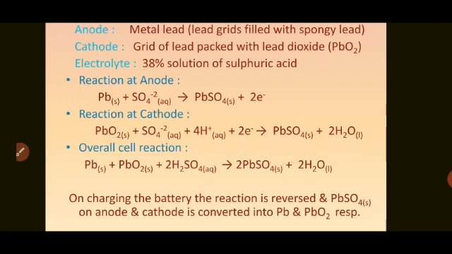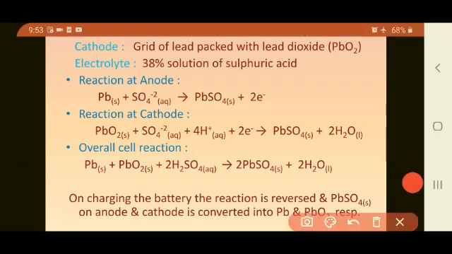What is the overall cell reaction? You can just see here, these two electrons and these two electrons are on opposite sides, so we can cancel them, right? Now what remains? It is Pb solid plus PbO2, right? Then 4HSO4 minus and here 2SO4 2 minus, meaning 2H2SO4.